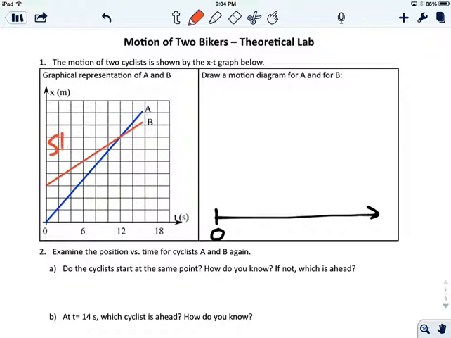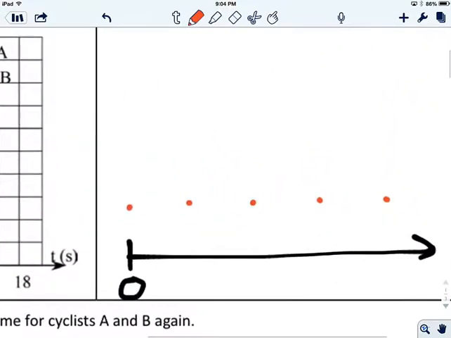Now B I know is a little bit slower, and I know it's slower because its angle is not as steep. If I think about what slow means, that means that as time goes by, it's not going as far for each time interval. So I'm going to space my dots about like that, and remember we draw arrows to connect the dots.